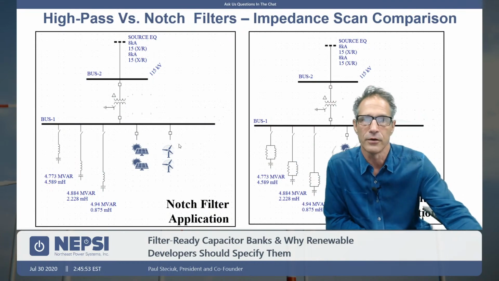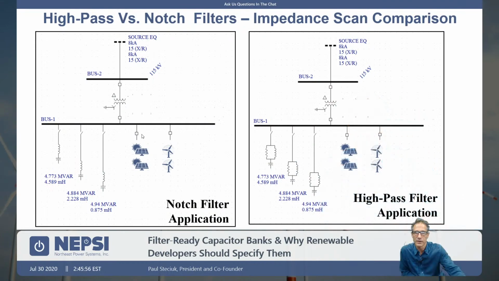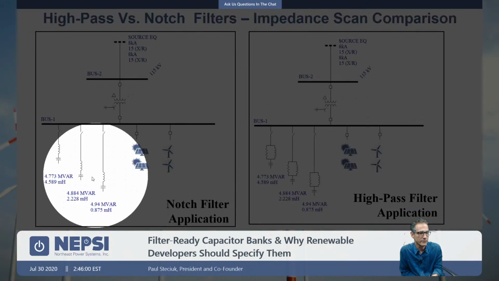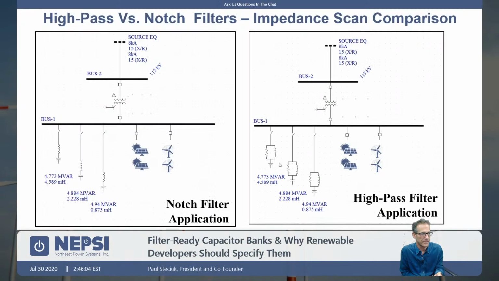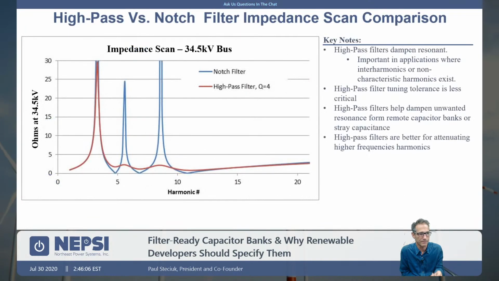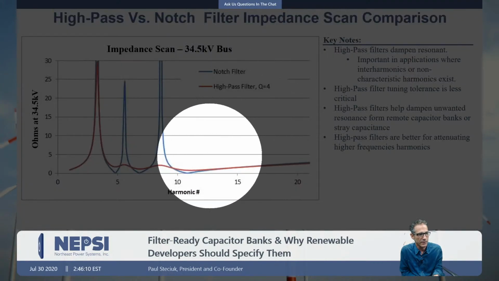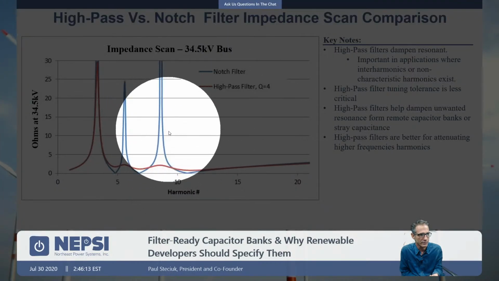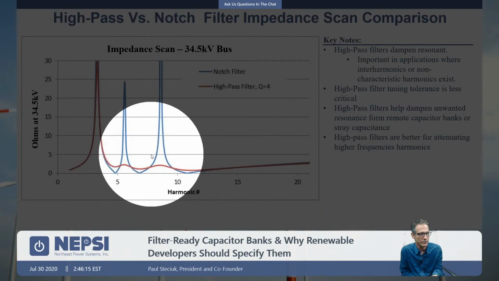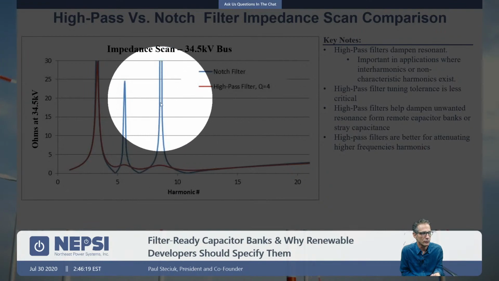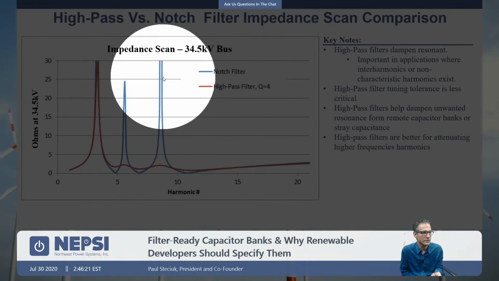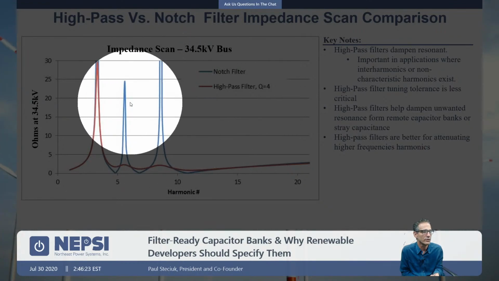So here we go. In this case, we just have two systems. The one on the left is notch filters. The one on the right is high pass filters. And we're just going to do a comparison of the impedance scans. You can see that high pass filters eliminate the resonance here. We eliminate the resonance concern. The red represents the high pass filters. The blue represents notch filters. These resonances are a concern when installing notch filters.